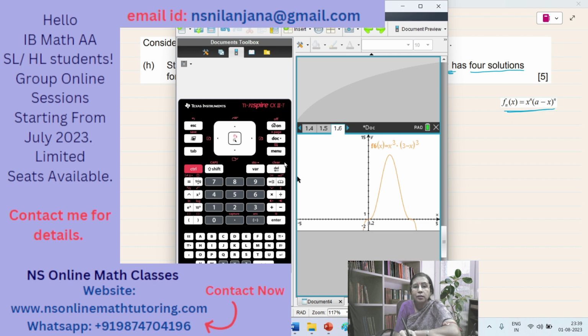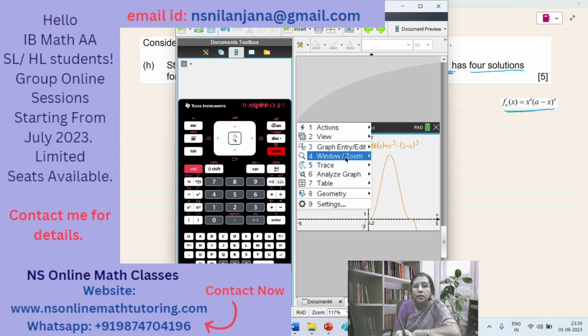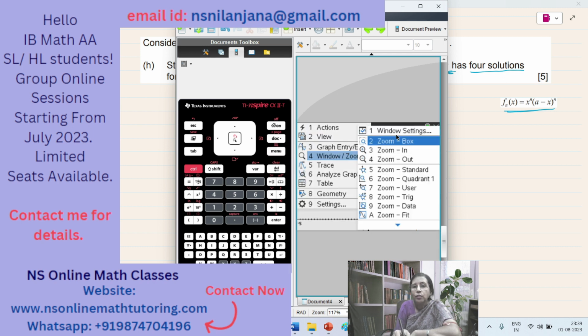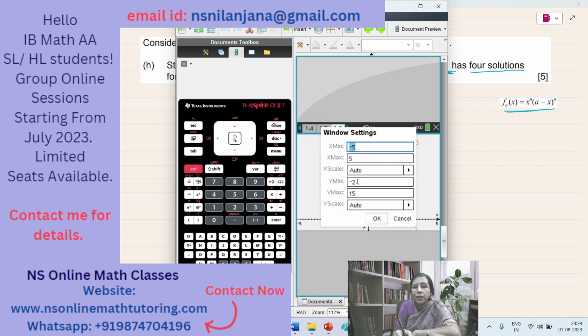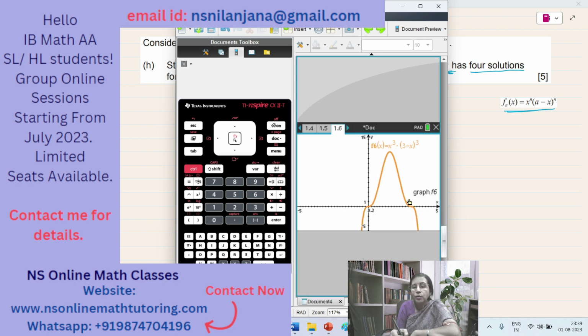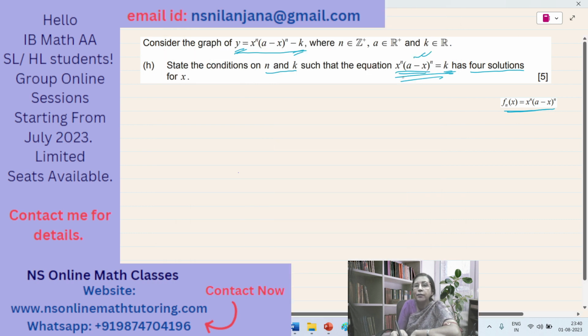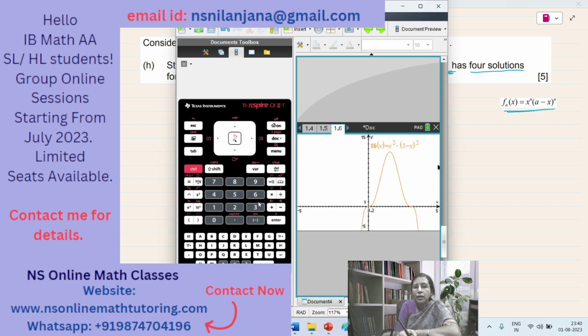So that is what we have. And for this, okay, let us try this one. Let me just change the settings once more. I had taken -2, let me take -5. Okay. So over here, we have graphed the left hand side, and we will be sketching y equals k. So let me just take y equals 5. Okay.